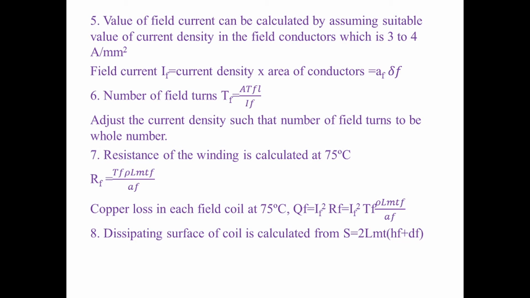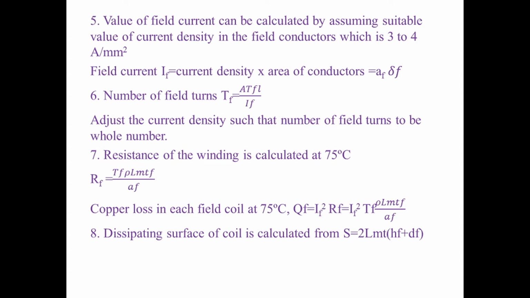The seventh point is that the resistance of the field winding is calculated at 75 degree centigrade. RF is equal to TF into rho into LMTF divided by AF, where TF is the turns of the field winding, rho is the resistivity, and LMTF is the length of mean turn. So the resistance of the winding is calculated from that equation.